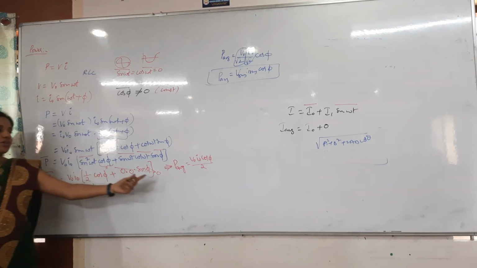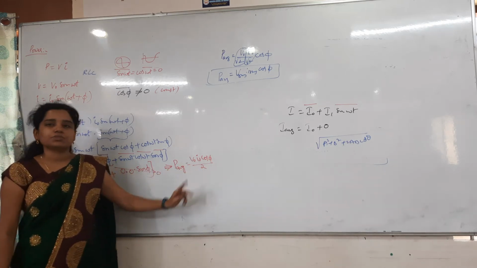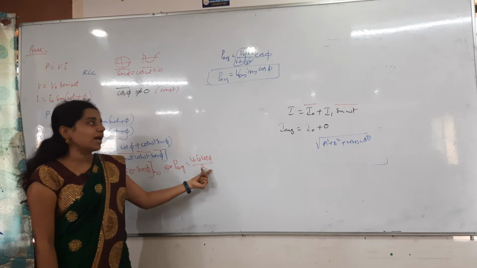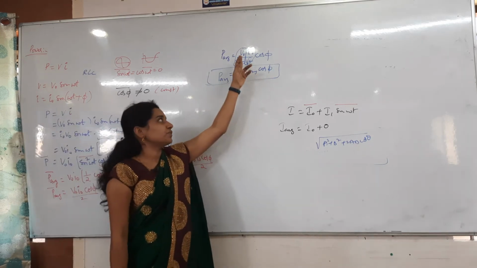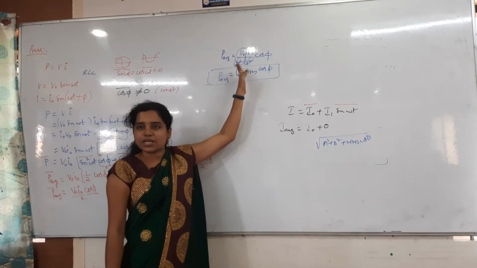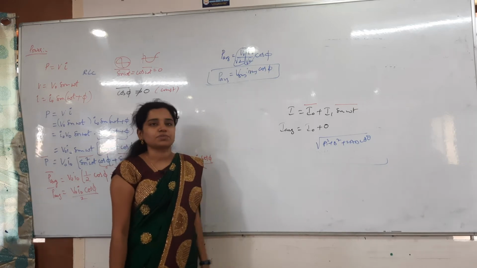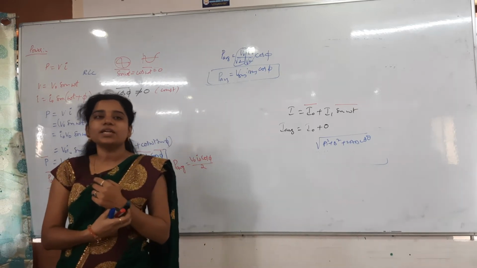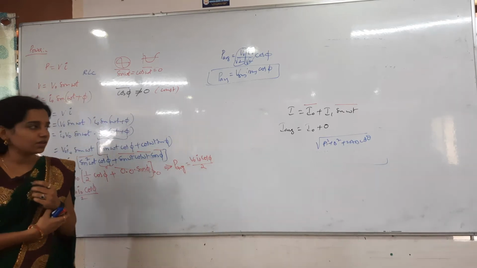Then P average equals V naught I naught cos phi by 2. For the simple formula purpose I am taking this 2 as root 2 and root 2, that is V naught by root 2 and I naught by root 2, that is V RMS I RMS into cos phi we got. Clear? The phi is the angle between V RMS and I RMS. Copy that.